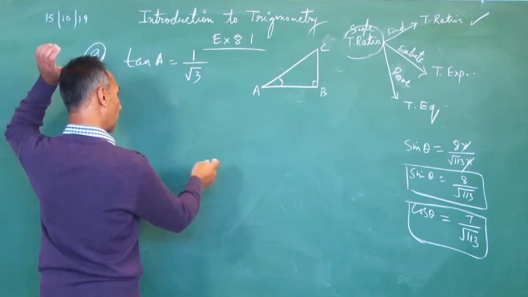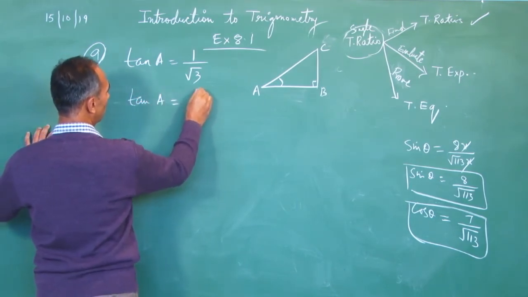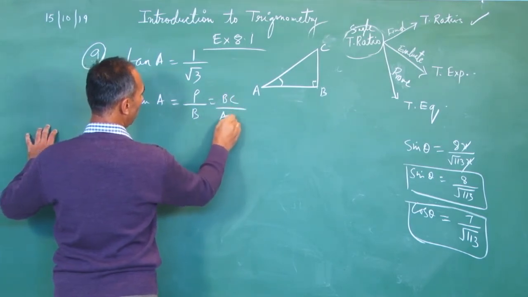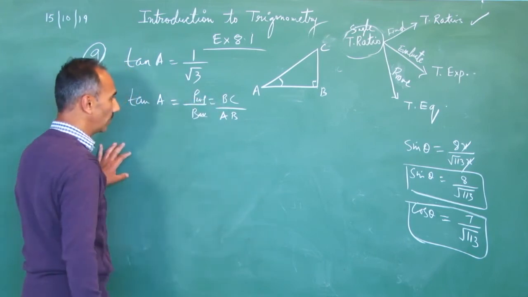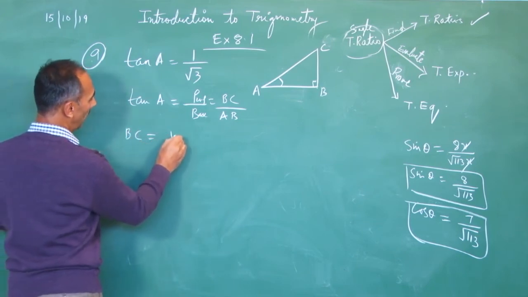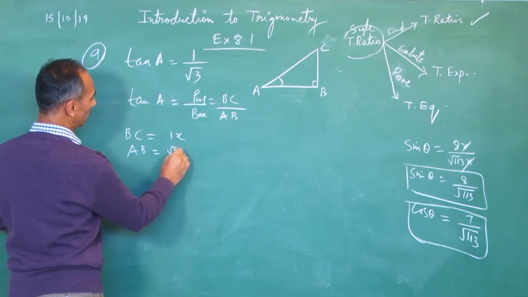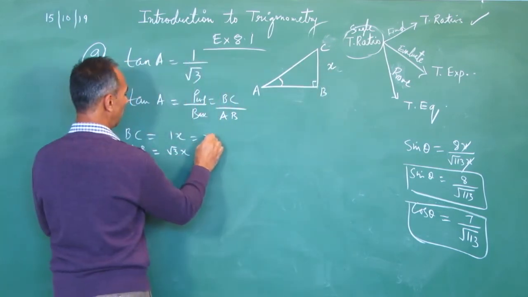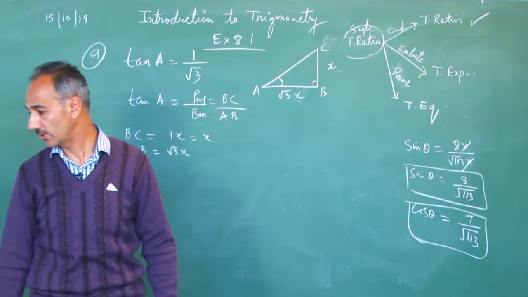Now if tan A is 1 by square root 3, we know that tan is perpendicular by base. So tan is P by B. P is BC, B is AB. This is base. If you want to clarify, do write it: perpendicular by base. So, using the same logic, your BC is 1x and your AB is root 3x. So perpendicular is this. 1x means simply x. This is simply x. This is square root 3 x. X is outside the square root 3.